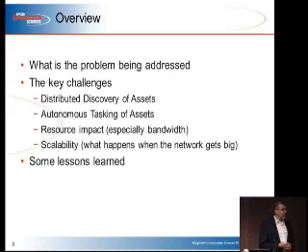And then finally, there's this whole question of scalability. What happens when the network gets very big? How do you manage it in such a way that the overhead of the network itself doesn't swamp what it is you're trying to do? And then we'll talk about some of the lessons learned in what we've done so far.